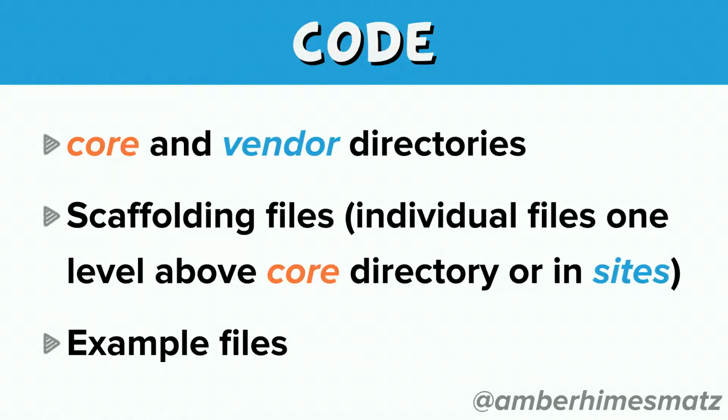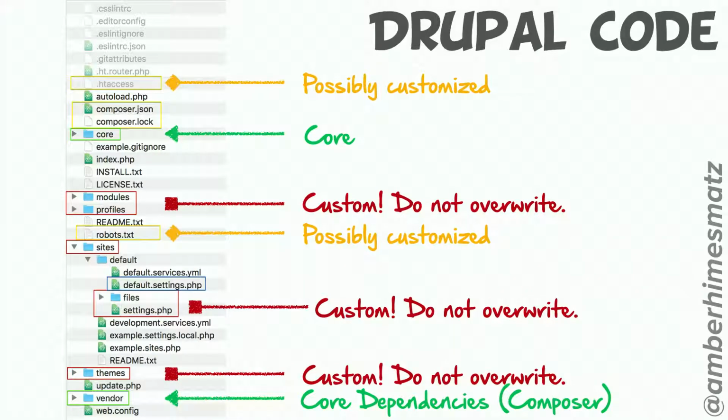By code, I mean the core and the vendor directories, all of these scaffolding files, all these individual files that are one level above the core directory, and any kind of example files. So you'll see a lot of those in the site's default directory. So we have a number of different candidates for updating. The things that are in green, those are definitely going to be updated. So we've got core, that's going to be updated. And then we have the core dependencies in the vendor directory.